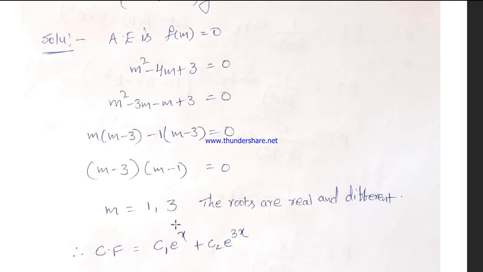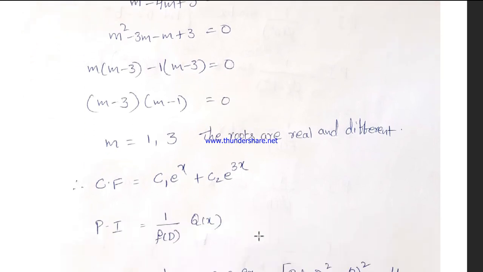So what is the complementary function for real and different roots? The complementary function is equal to c1 e power m1x plus c2 e power m2x. So m1 is 1, m2 is 3. That's why c1 e power x plus c2 e power 3x is the complementary function.